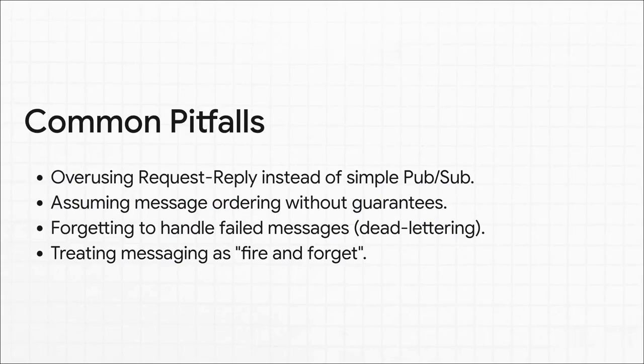And finally, let's talk about some common traps to watch out for. First, don't overcomplicate things with request reply if a simple pub sub will get the job done. Never ever just assume messages will arrive in order unless the system explicitly guarantees it. And please always have a plan for messages that fail. This is often called a dead letter queue. It's basically a mailbox for failed messages so you can go look at them later and figure out what went wrong. Don't just let them vanish into the ether.